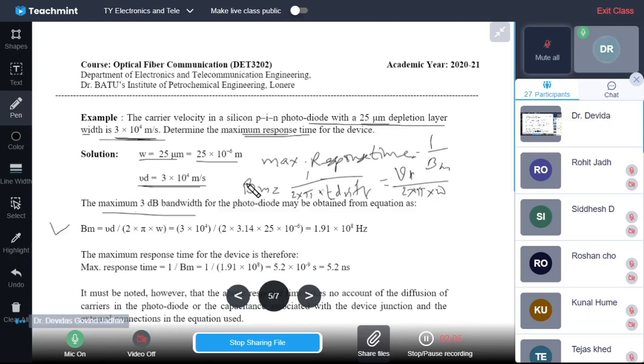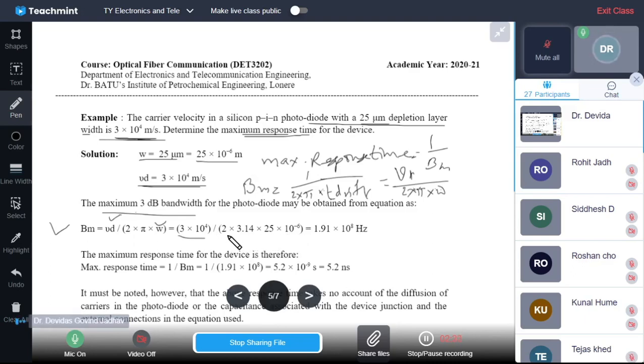So these are the equations. We can use Vd upon 2 pi W, because Vd is given and W is given. Substitute Vd, which is 3 into 10 raised to 4 meters per second, divided by 2 into pi, 3.14, into W. W is 25 into 10 raised to minus 6. So 3 into 10 raised to 4 divided by 2 into 3.14 into 25 into 10 raised to minus 6.